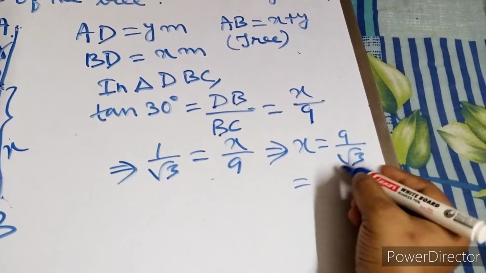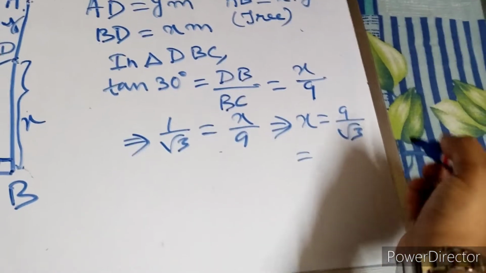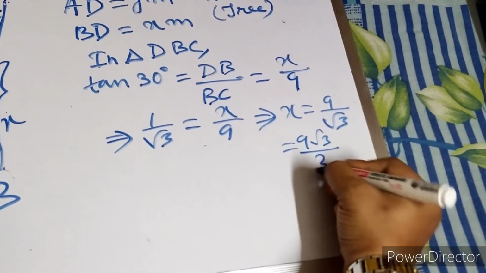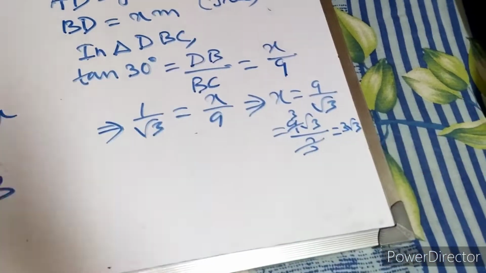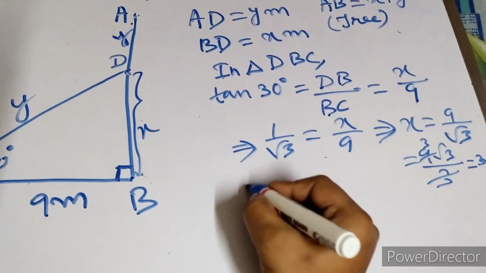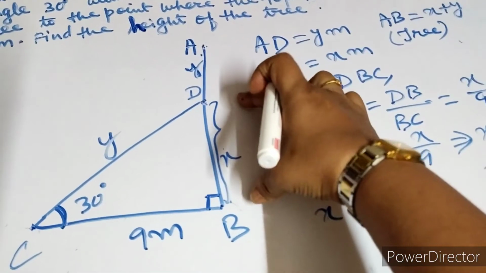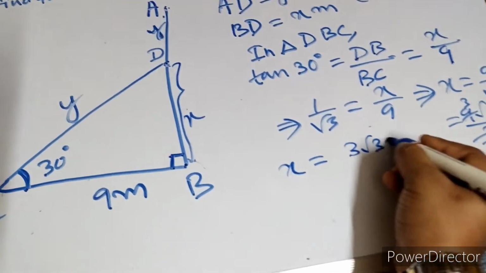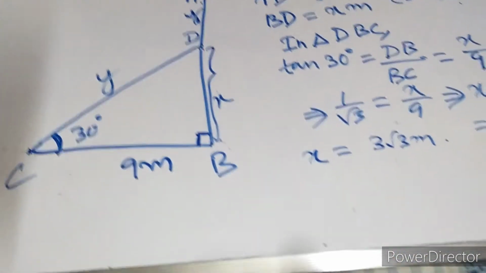Now, what is 9 by root 3? If you rationalize, multiplying root 3 in the numerator and denominator, what will happen? 9 root 3 by root 3 into root 3, which is 3. So 3 3s are 9. So it will come as 3 root 3. Okay. So what is the value of X? The broken part which is attached to the ground, it is 3 root 3. Half of the tree length we have got. Now we have to find out the value of Y.